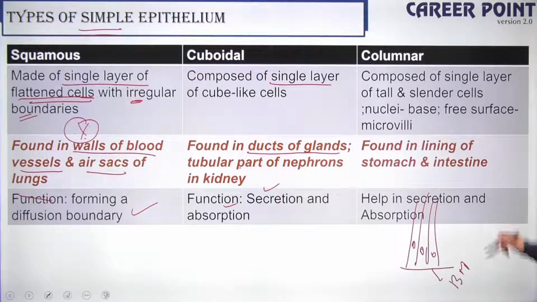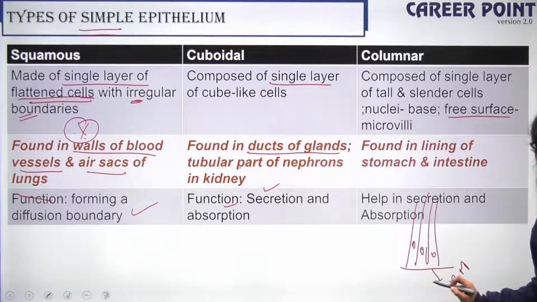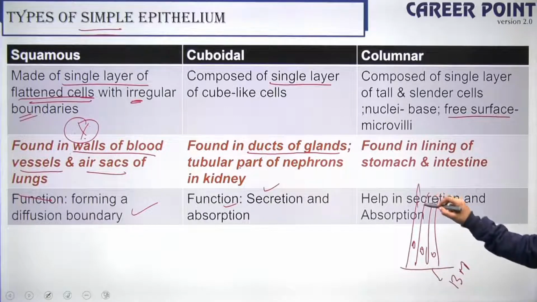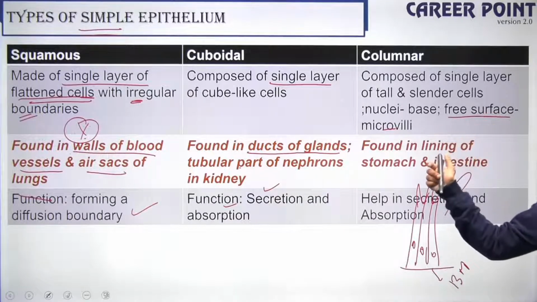And it has a free surface. So this is the free surface, because here it is attached to the basement membrane. Here it forms microvilli-like projections. So that is microvilli. Where is it present? Of course, your microvilli are present in your stomach and your intestine. So that is the location. That is easy to remember.